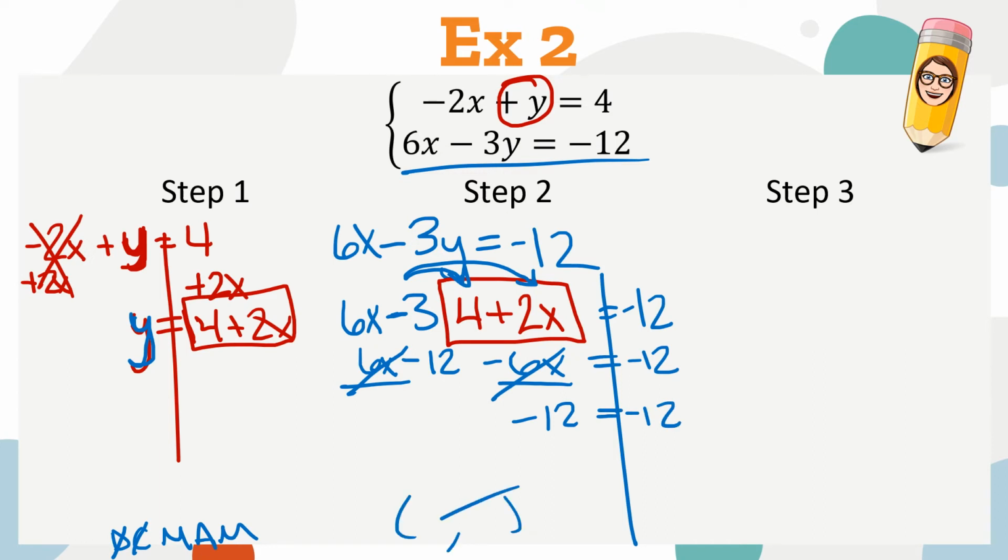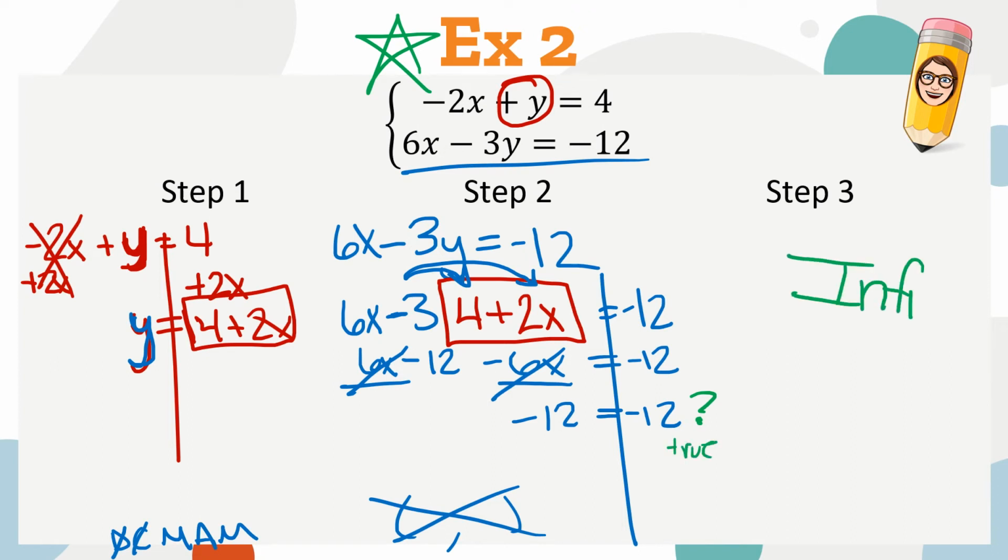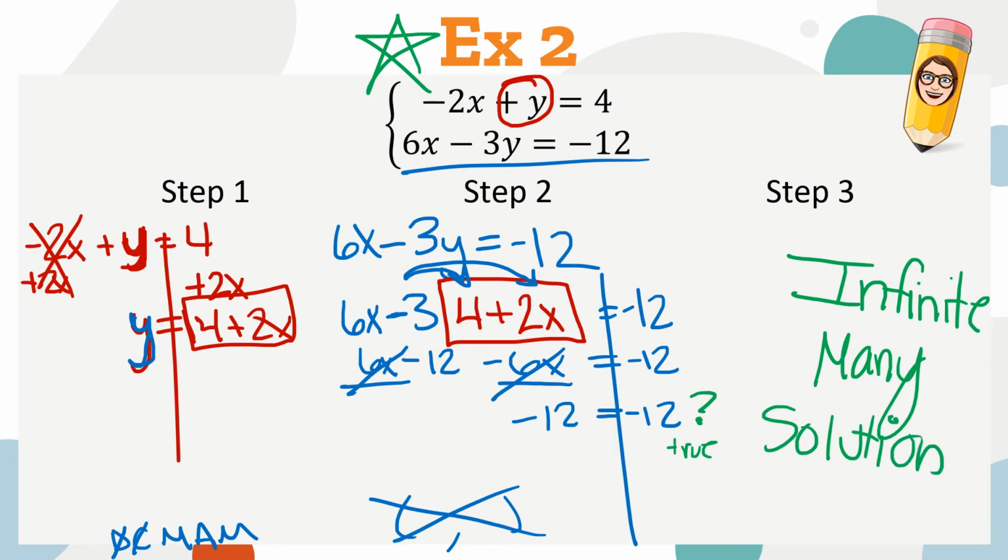If all my letters went away, it's not a point. There's no x, there's no y left. This is special. This is a special one. Is -12 equal to -12? That's true, which means my answer, I can stop, is infinite many solutions. If the answer's true, good, makes sense, then it's my nice, positive, true word answer.